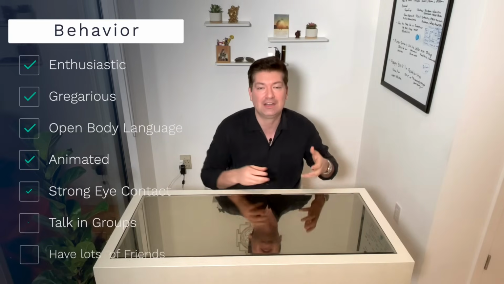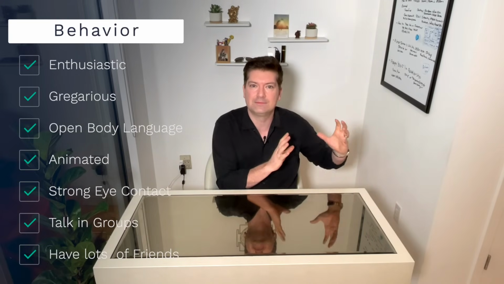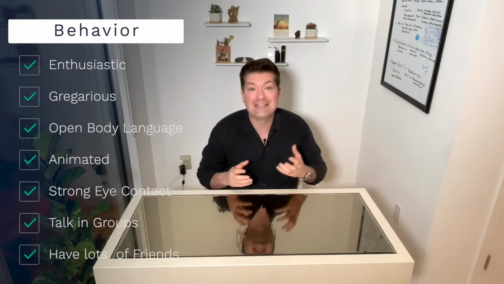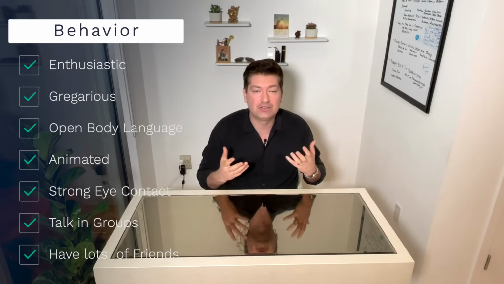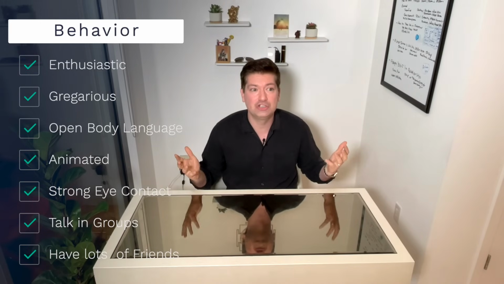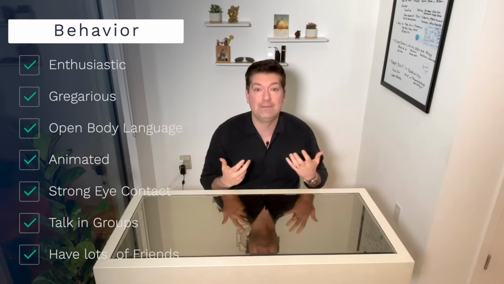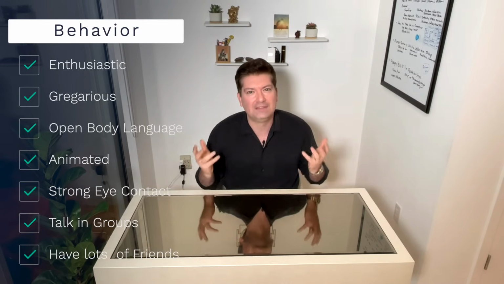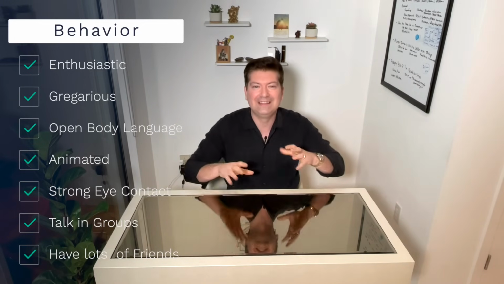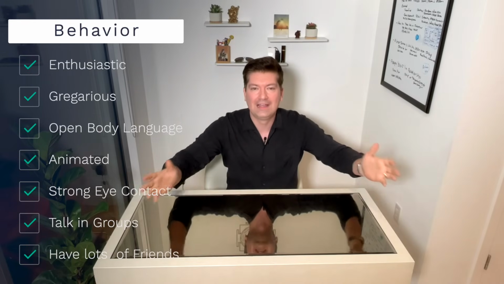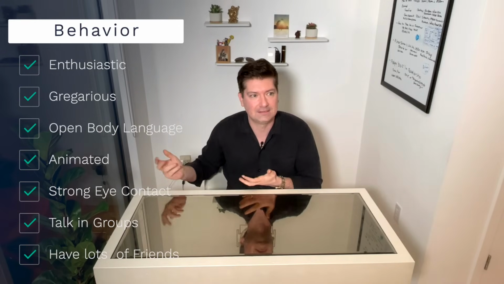In terms of how they interact with people, they're going to be enthusiastic, and this is on the enthusiasm side. They might be gregarious. They might use a lot of gestures, a lot of facial expressions, a lot of open body language. They might be very animated. And animation is a form of dominance. They'll be comfortable and they'll like speaking with a group of people. Chances are they probably have a lot of friends.